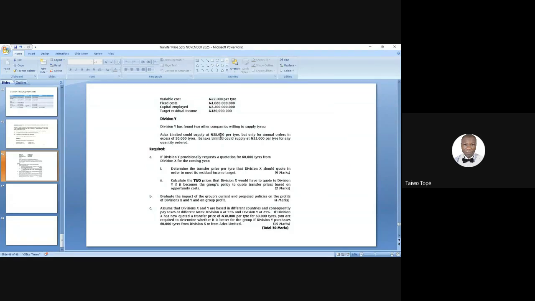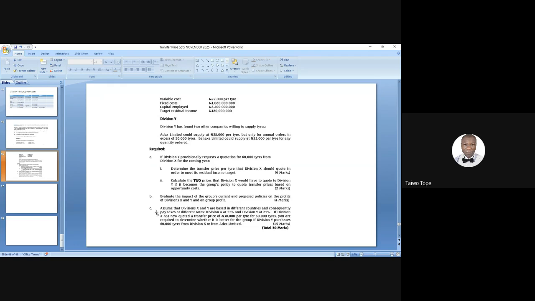So it can affect the overall performance of the company if they keep on with the existing policy, and if they go on with the proposed policy, division Y can decide to buy from division X, and it will affect the overall performance of the business. So you can read more on that.